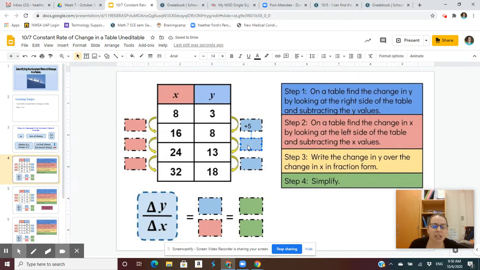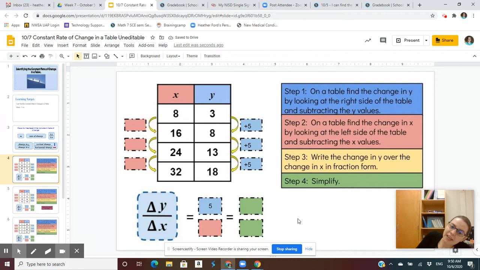Now, if I continue, 8 plus 5 is also 13. So positive 5, we're going to put in there. And 13 plus 5 is also 18. So therefore, positive 5. So our change in y is a positive 5. So I'm going to come over here and put in the positive 5. Okay, in fact, I'm going to come up here and center it on the page. Okay, nice. Then we're going to move into step 2.